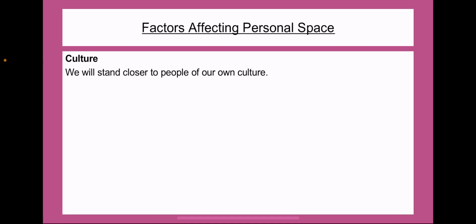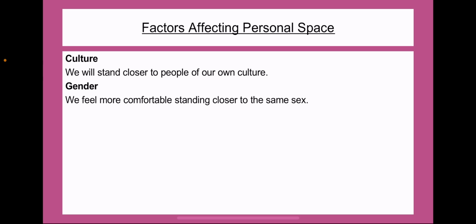And this is a very simple idea that we would prefer to stand closer to people of our own culture. It's just a simple fact. We're more comfortable. It's what we know. That's what we would prefer to do. Secondly is gender. We typically feel more comfortable standing closer to the same sex. So boys typically prefer standing closer to boys, and girls typically prefer standing closer to other girls.